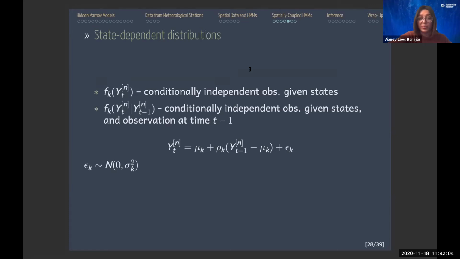So for the state dependent distributions, in basic coupled hidden Markov models, you assume conditionally independent observations given the state process. What we're doing is assuming autoregressive structures, which is more common in Markov switching processes for wind time series data. So you can assume a basic AR1 structure: conditionally independent observations given the states and the observation at time t-1.